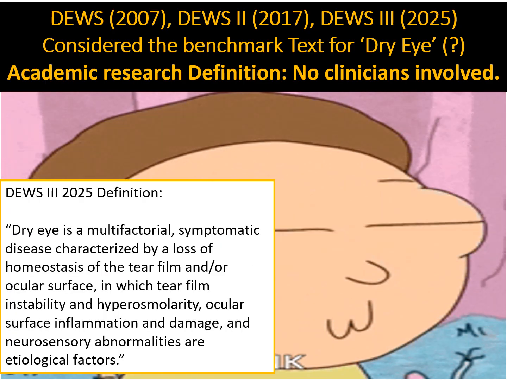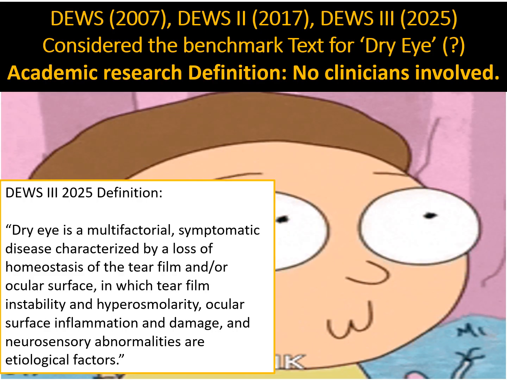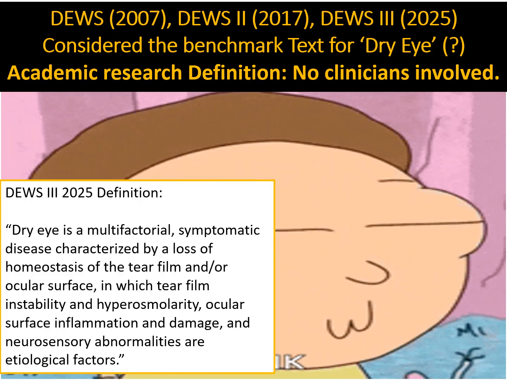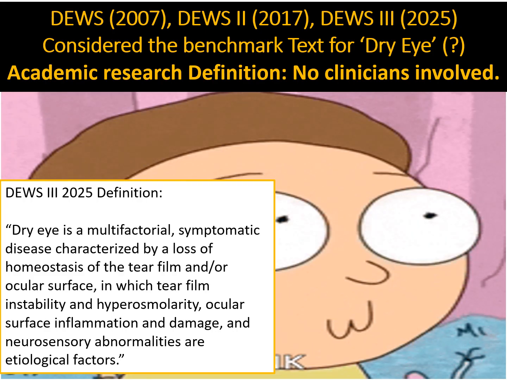They say, dry eye is a multifactorial symptomatic disease characterized by a loss of homeostasis of the tear film and/or ocular surface, in which tear film instability and hyperosmolarity, ocular surface inflammation and damage, and neurosensory abnormalities are etiological factors. Whew. Okay, now that's a very intricate definition, but apart from saying it's a multifactorial symptomatic disease, I do not think it tells us what dry eye actually is.